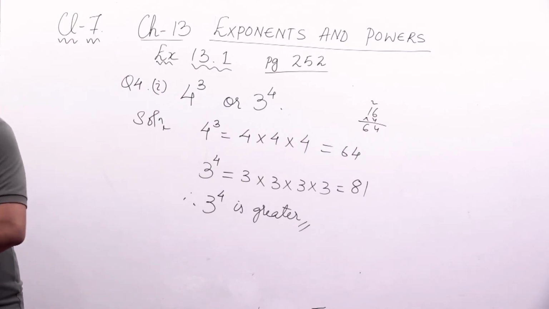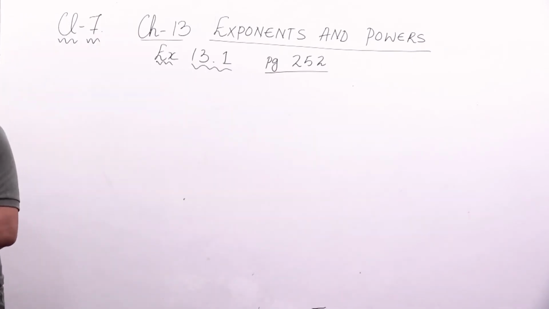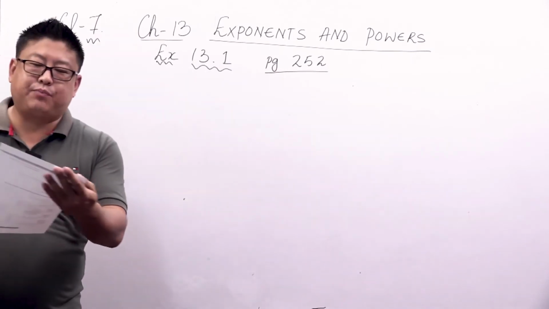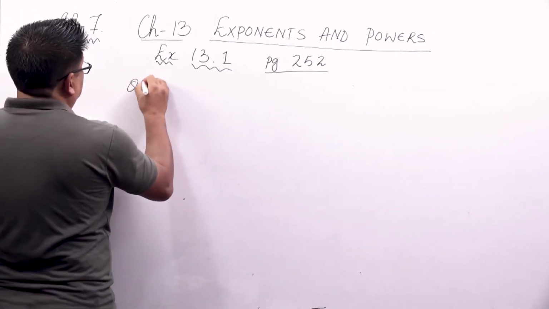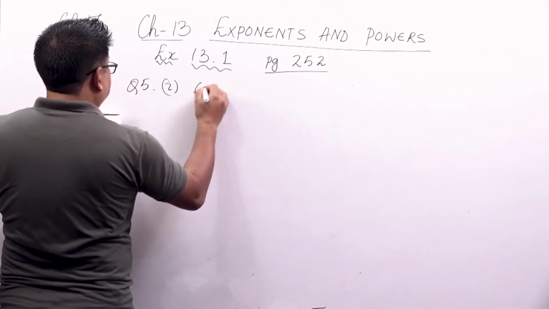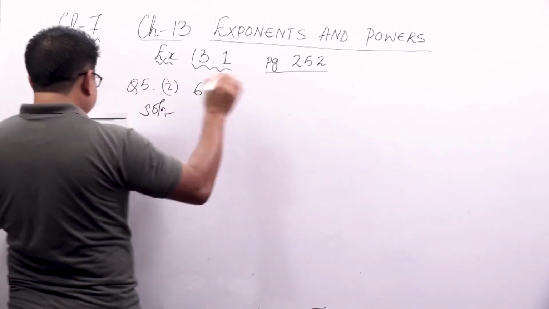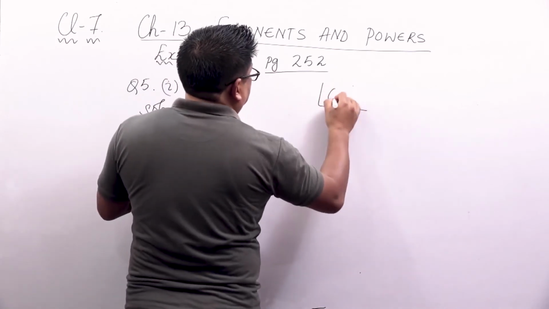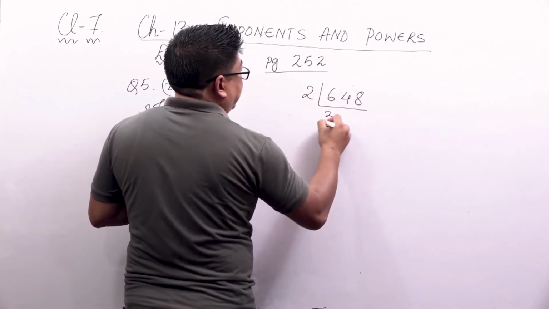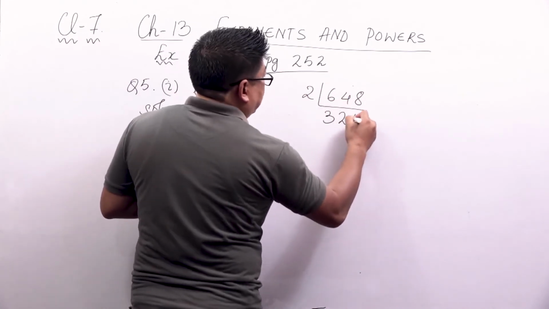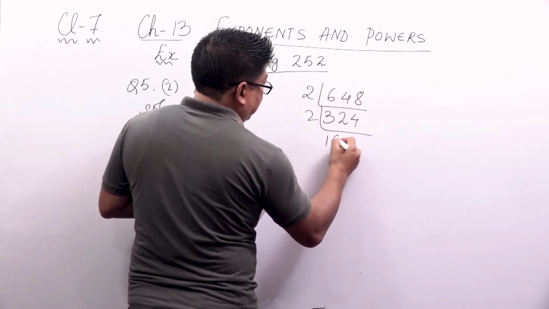Let's move on to the next question, question number 5. Express each of the following as product of powers of their prime factors. Question number 5, 1, 648. So here we simply have to prime factorize. 2 into 3 is 6, 2 into 2 is 4, 2 into 4 is 8. 2 into 1 is 2, 1 in hand, 2 into 6, 2, 2.